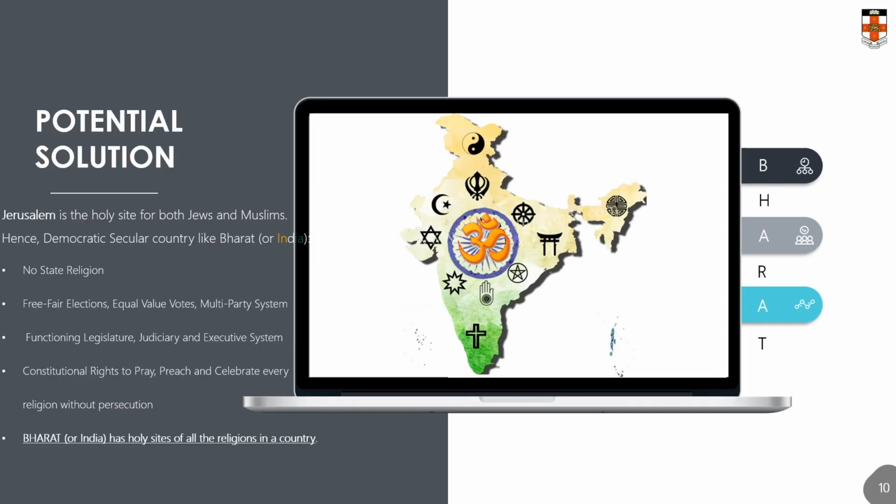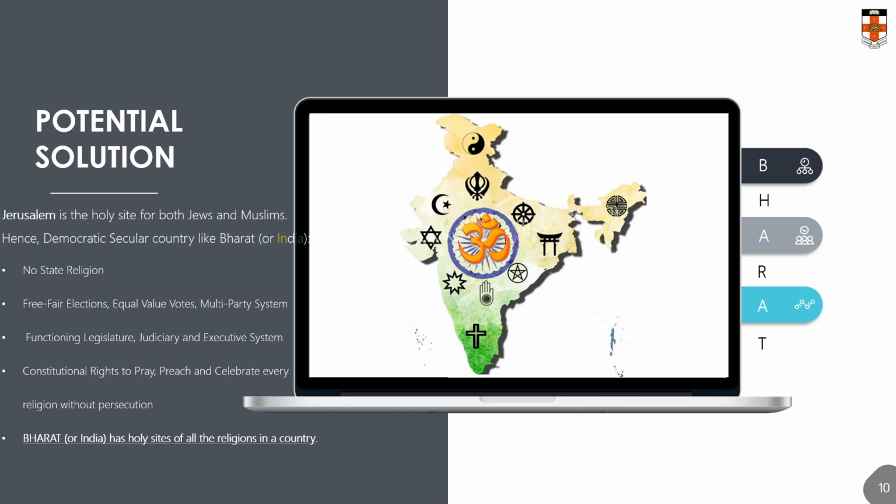Now, the potential solution. Let me tell you, Jerusalem is the holiest place for both Muslims and Jews, and for Christians as well, to some extent. Now, the two-state theory is going to, I believe, complicate the situation because the UN will also be there as a third party, and there will be involvement of all different world powers, and then comes the world power dominance and world order thing. So what I would suggest here is to go with a democratic secular country like India or Bharat, where I come from.